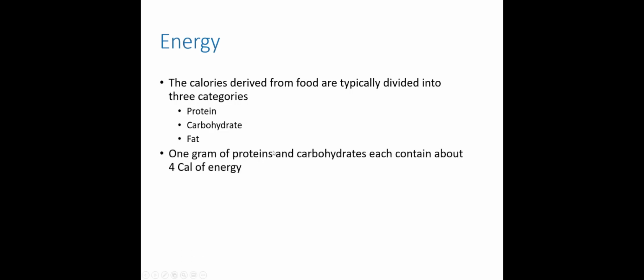But proteins and carbohydrates each have about 4 calories of energy for every gram that you consume. Fats, on the other hand, are much more energy rich, and that's why we have to exercise a lot harder to burn them off. So every gram of fat has 9 calories of energy in it.